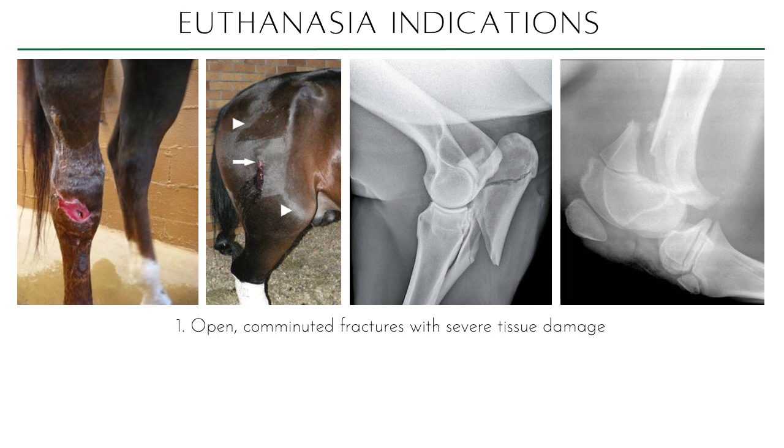these are the parameters for when you're going to consider euthanasia. Number one, open, comminuted fractures with severe tissue damage. And for these, sometimes, actually most of the time, you do not need an X-ray to identify it. Let's X-ray it first? That leg is hanging already by a thread, or just by the superficial digital flexor tendon. You do not need an X-ray to see that the bone is severed from its attachments.